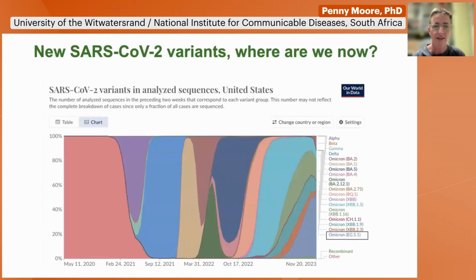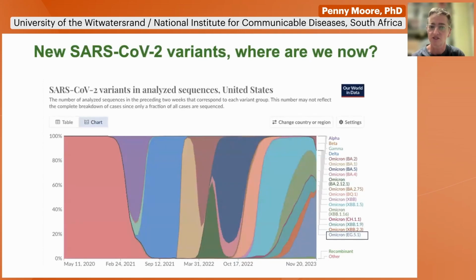I'm starting here with data from the United States, as you can see, and what this graph shows is the proportion of each of a series of variants, with each color here indicating one variant. And you can see shifts in the colors over time from May 11th, 2020 through to November 20th, 2023, with each one of those colors representing a new emerging variant of concern.